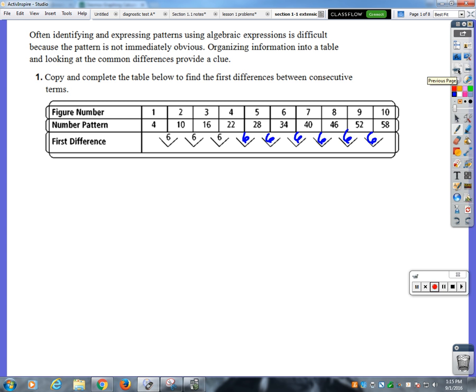Unfortunately, 6 times 1 is 6, not 4. 6 times 2 is 12, not 10. So how do we make up for that? Subtract 2. Okay, good. So this is a really important thing for you to understand because it makes finding the formulas for tables a lot easier. If it's going up by the same number every single time, then you know that it's going to start with 6 times n. And then you just have to make an adjustment.